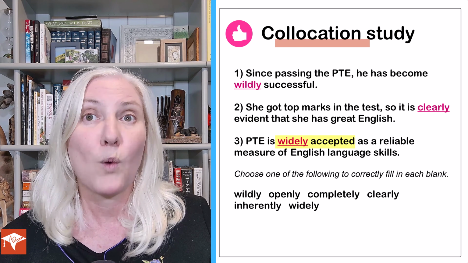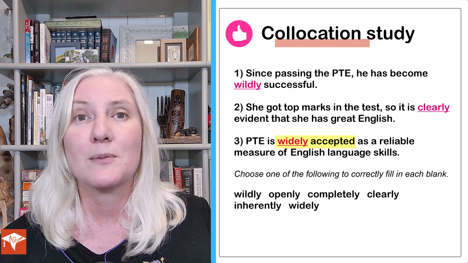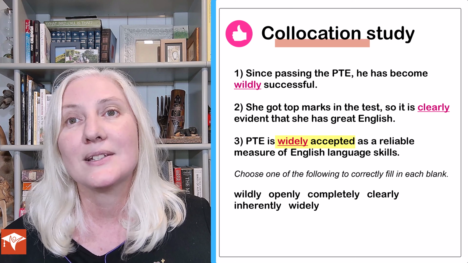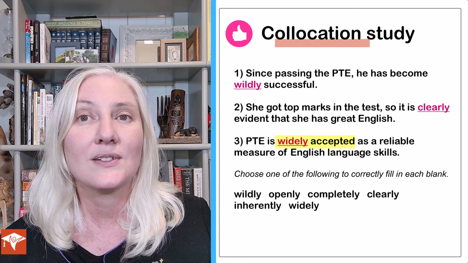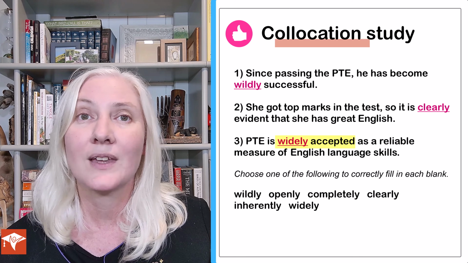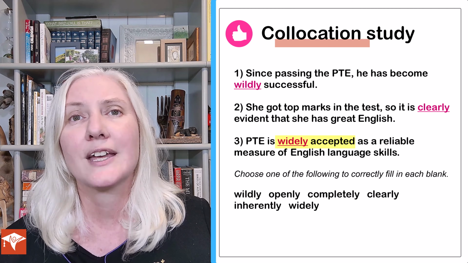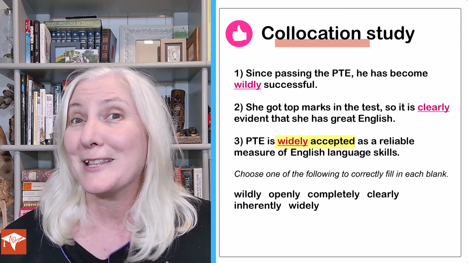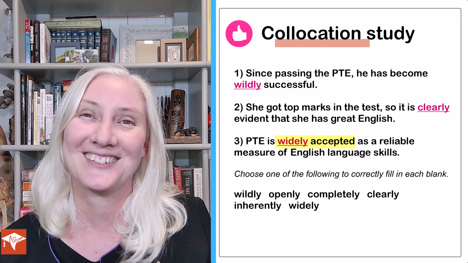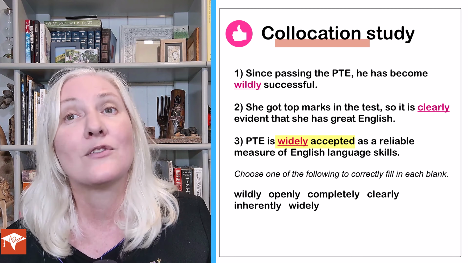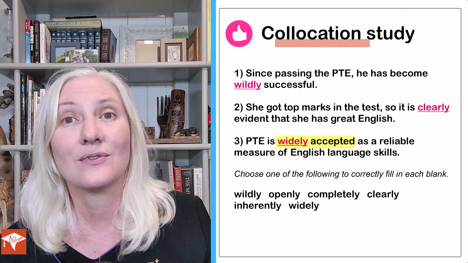If something is widely accepted, it means most people believe it, use it, or do it. For example, PTE is widely accepted by universities means most universities accept PTE. This is a really common collocation in spoken and written formal English, and you might even hear it in PTE select missing words. Now these collocations all followed a pattern of adverb and adjective.